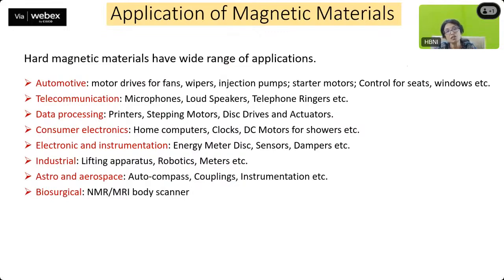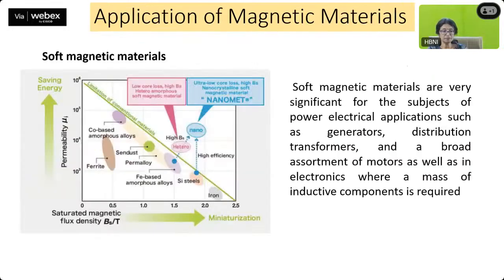In the consumer electronics industry, home computers, clocks, DC motors for showers, etc., all have hard magnets. Then in electronics and instrumentation, you have the energy meter disk, sensors, dampers. For industrial applications, you have lifting apparatus, which have hard magnets, and robotics in different meters. Then in the aerospace industry, you have auto compass, couplings, instrumentation. In biosurgical, you have NMR and the MRI body scanner. For all these different applications, what you need is a magnetic material.